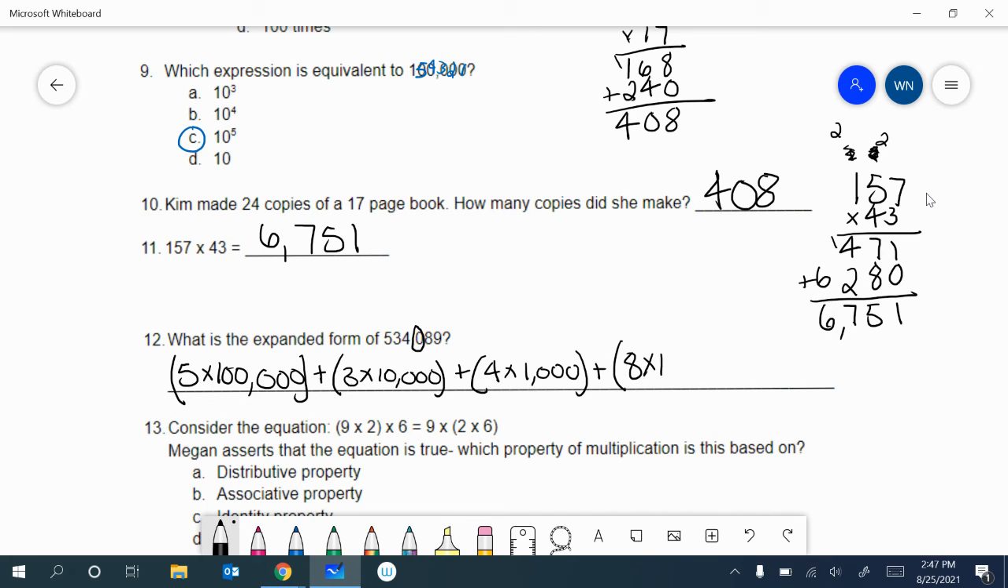You could put 0 times 100, but we don't need to. The 8 times 10 because it's in the tens place, plus the 9 times 1 because it's in the ones place. If you did want to add the hundreds in there, you would say 0 times 100. Either way is fine.